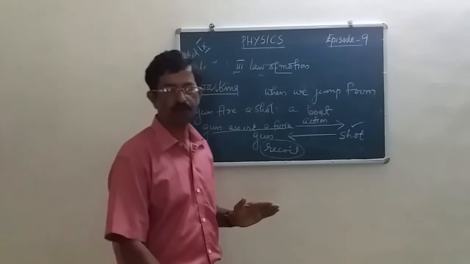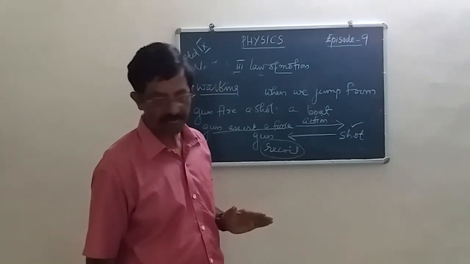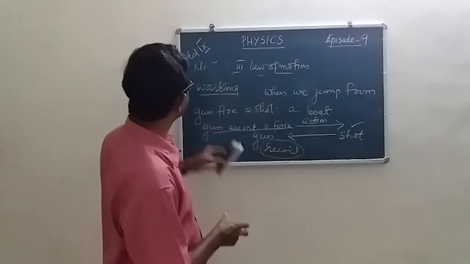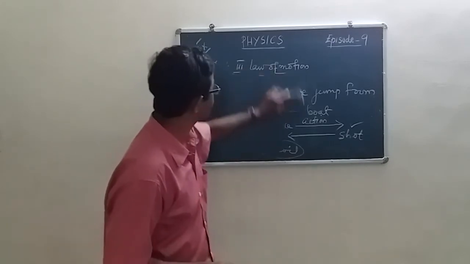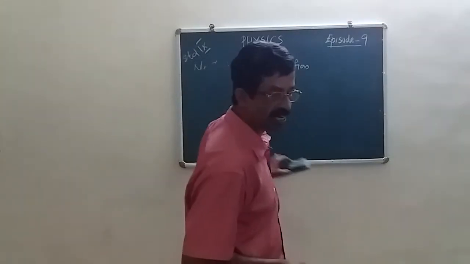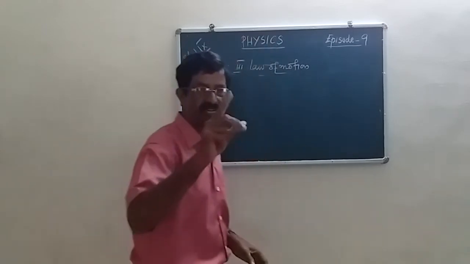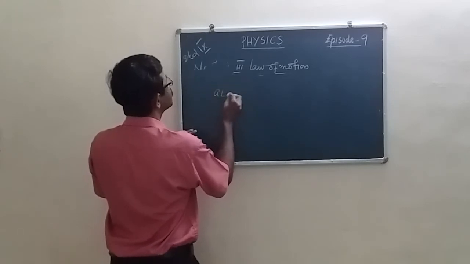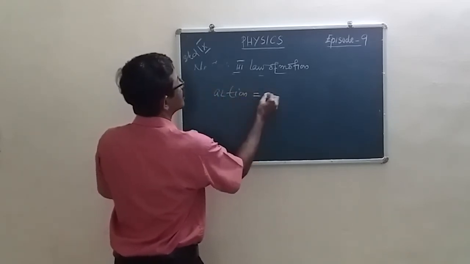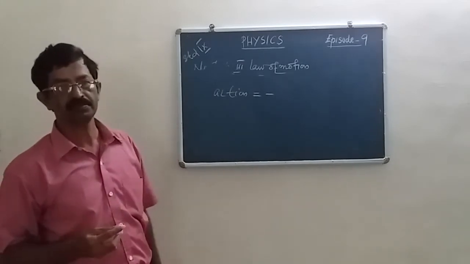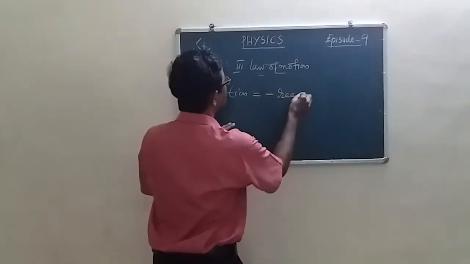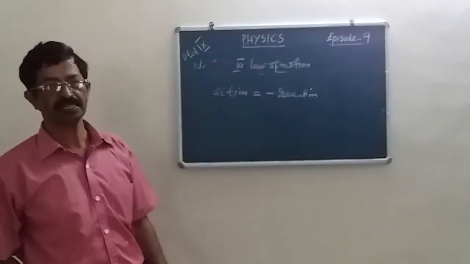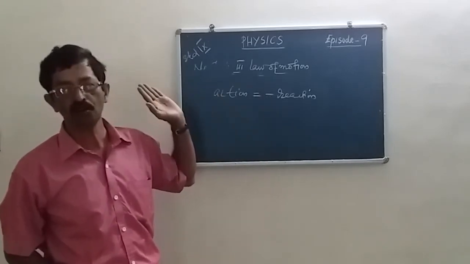Now some questions to you. What is Newton's third law? For every action, there is a reaction. That means action is equal to reaction, with a negative sign. Why this negative sign? Because they are acting in the opposite direction.